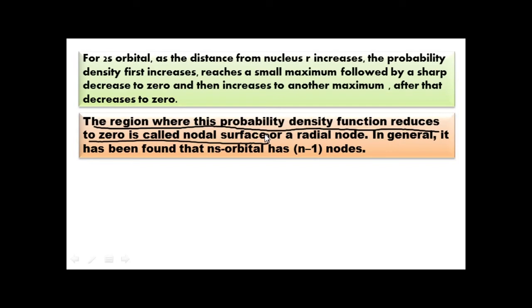So in general, it has been found that for an ns orbital, n means the principal quantum number, n equal to 1, 2, 3, 4, etc. For an ns orbital, the formula to calculate nodes is n minus 1. For example, n equal to 1, that is the first one. Apply the formula: 1 minus 1 equal to 0. So for the 1s orbital, there is no node.